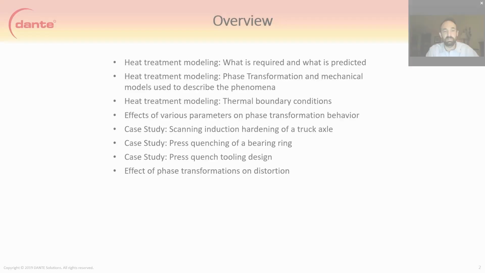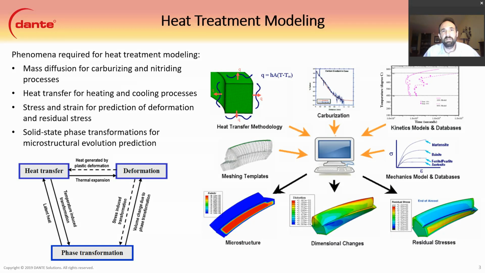To begin our discussion on heat treatment modeling, I first want to discuss what phenomena is required in the modeling of heat treatment processes. If carburization or nitriding is used, a mass diffusion model must be incorporated. For quench hardening processes, heat transfer for heating and cooling processes is needed, the stress and strain for prediction of deformation and residual stresses, and solid state phase transformations for the microstructural evolution prediction.